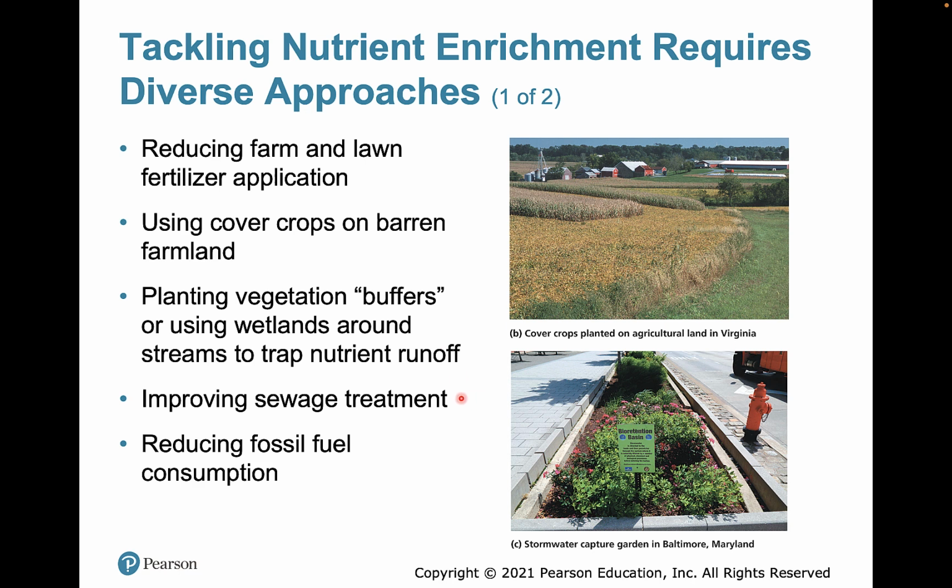Sewage treatment is another big thing. Wastewater treatment plants, as you're going to find out eventually, if they're not running well, some of that wastewater material, which is essentially fertilizer, just human manure, is going to make its way into local bodies of water if it's not functioning well. Okay, so making sure that it's functioning well is really important. And reducing fossil fuel consumption, preventing those nitrogen compounds from getting into the atmosphere and then making their way into the water.